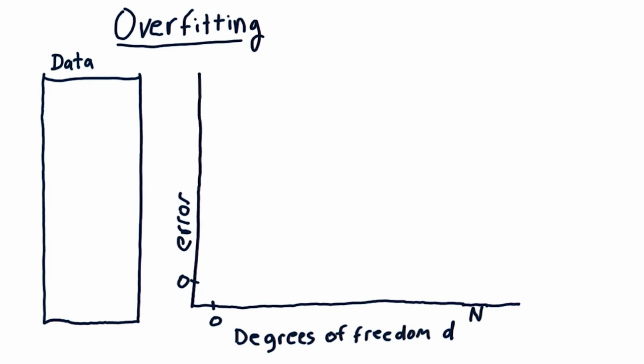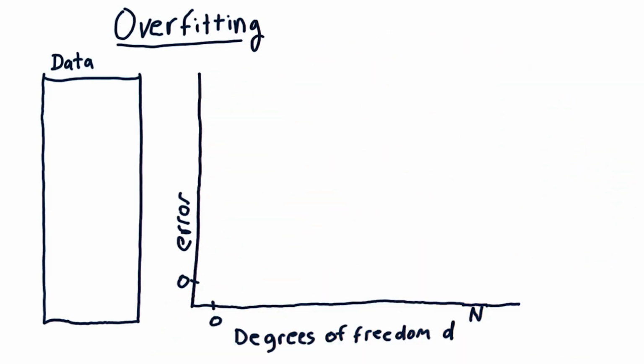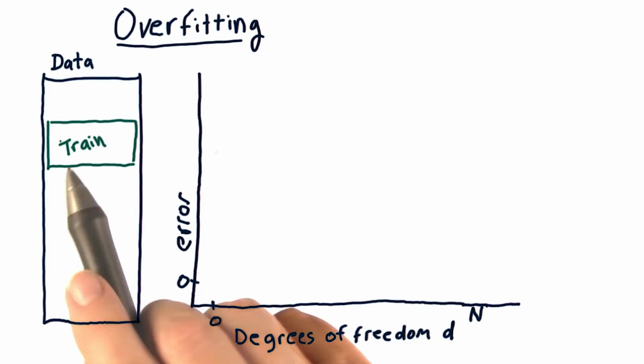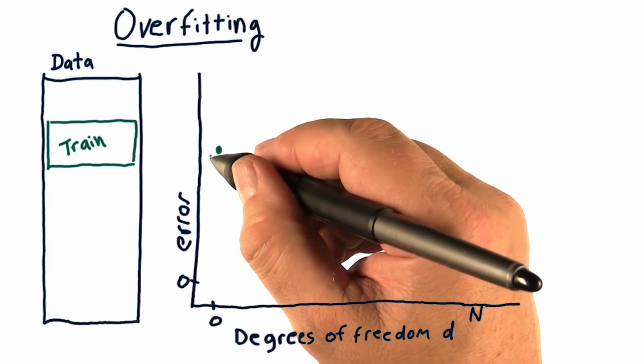Let's consider parameterized polynomial models where we can, one at a time, add additional factors like x, x squared, x cubed, x to the fourth, and so on. Let's create a graph where we have along the horizontal axis degrees of freedom, or d, the degree of our polynomial, and vertically here we'll have the error of our model. So let's measure error as we increase d on our training set. When d is smallest, our error is greatest.